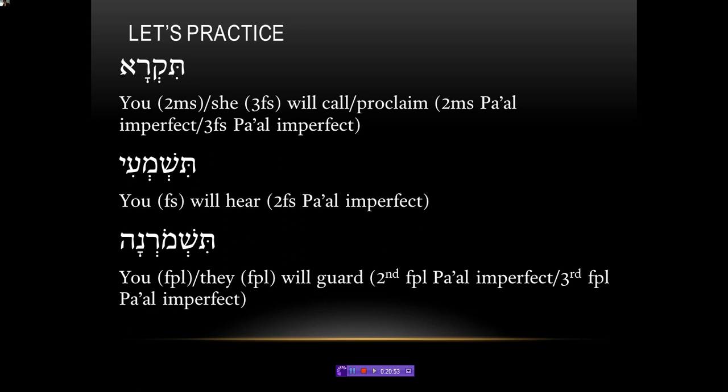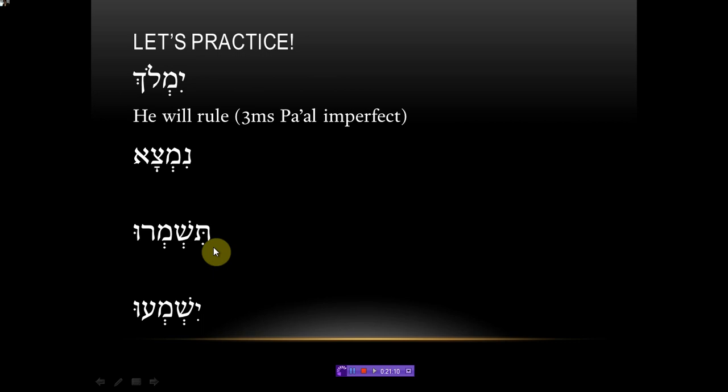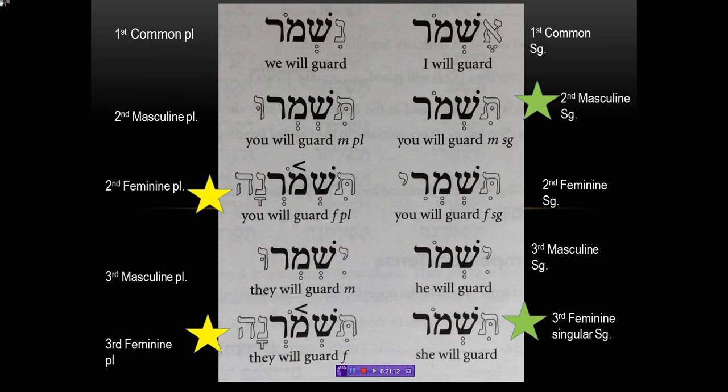And then finally, tishmorana. You, feminine plural, will guard. The markers here being the tav and the noon and the hey, the noon comets hey at the end. So let's look again at the chart. This is actually the exact letter.